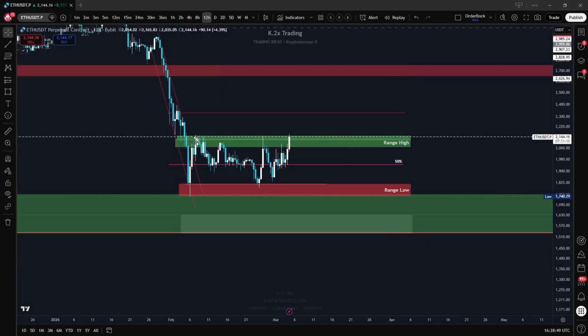So again, here we go. This is following everything. You see this? It's following the steps. This is a lower low, higher low, higher low. Okay, we're still in the range though.